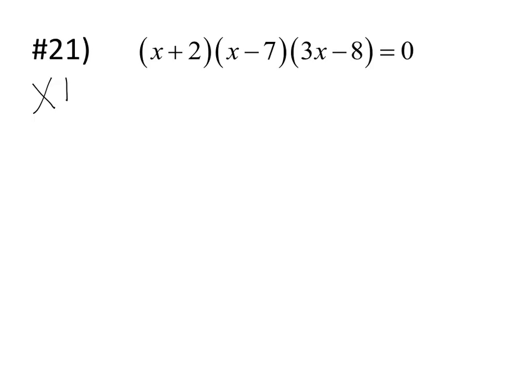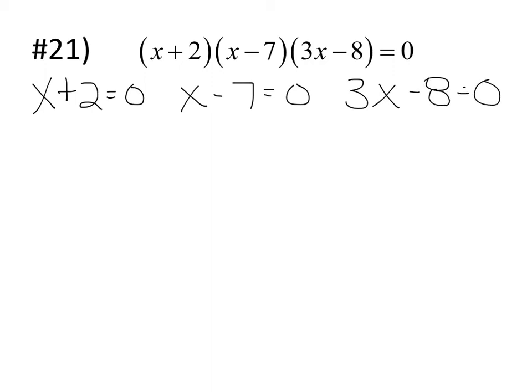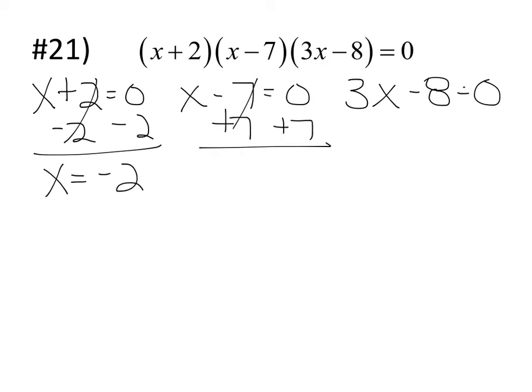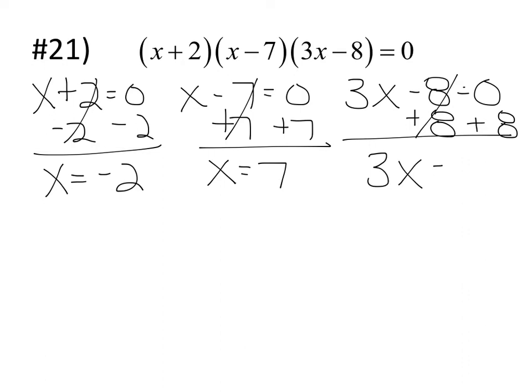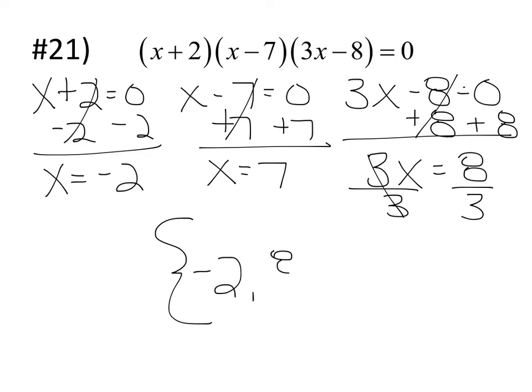Okay, here you just have 3 binomials, which is no big deal. You're just going to set each one equal to 0. And then you'll have 3 answers. Okay, so this is subtract 2 from both sides, you get x equals negative 2. Add 7 to both sides, you get x equals 7. Add 8 to both sides, you get 3x equals 8. Then divide by 3, you get x equals 8/3. So your solution set would be negative 2, 8/3, and 7.